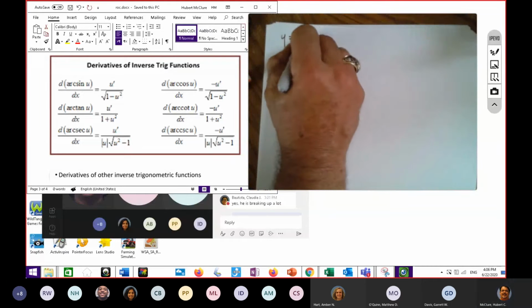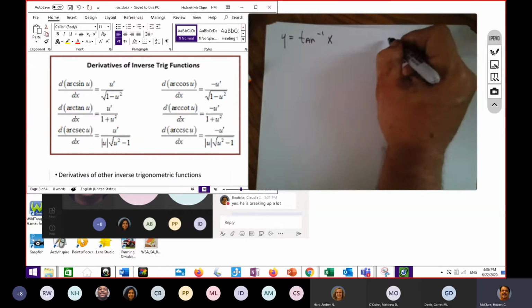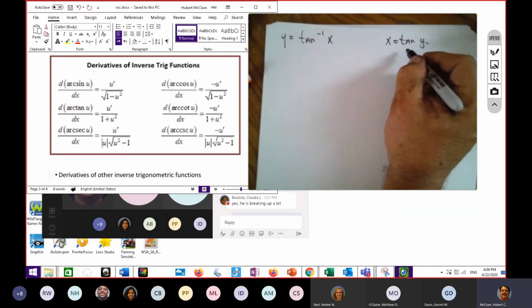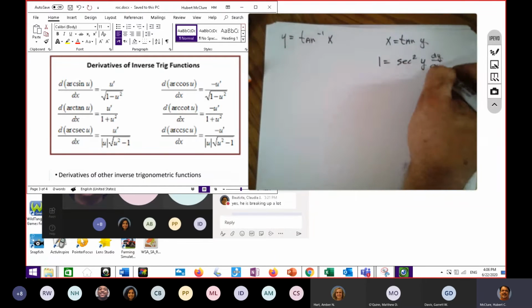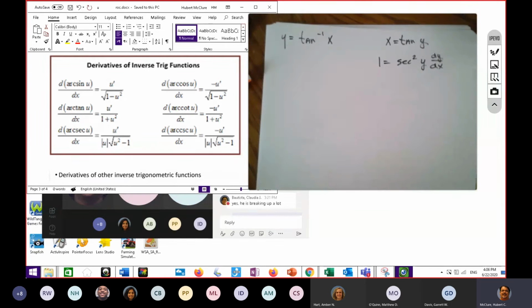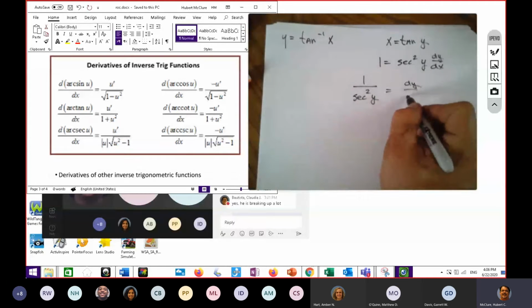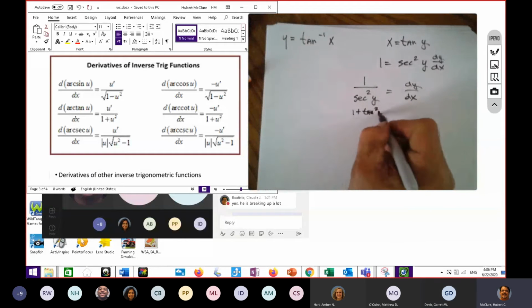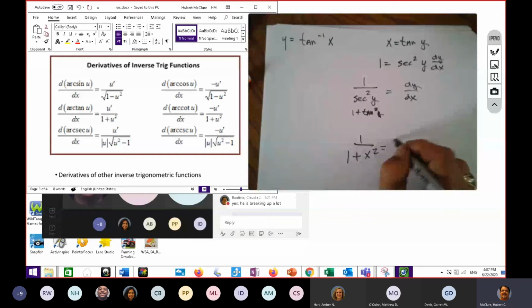Y is equal to inverse tangent of x. Now, I can go through the derivation, and I could say x is equal to tan of y. I could do 1 is equal to secant squared of y dy dx, and then solve for dy dx. That would be 1 over secant squared equals dy dx. And remember, the secant squared is equal to 1 plus the tangent squared, and tangent squared of y is equal to x squared. So that's going to be 1 over 1 plus x squared. And that's basically equal to dy dx.